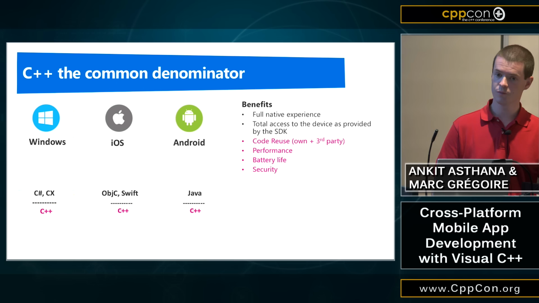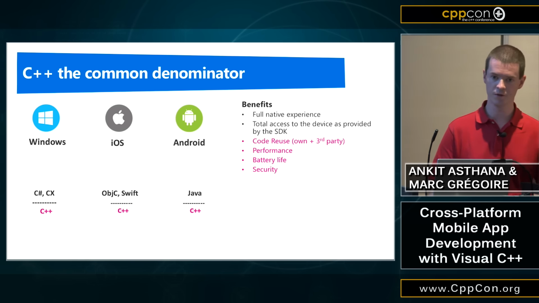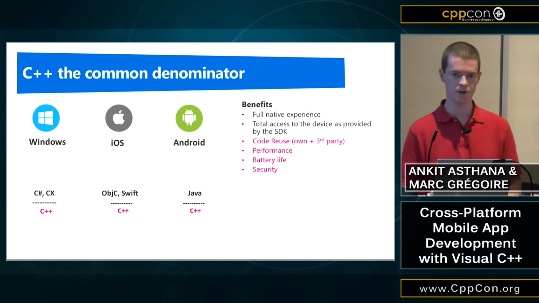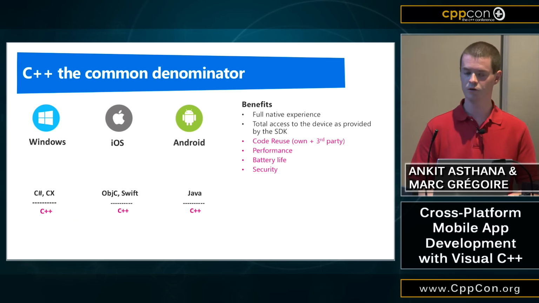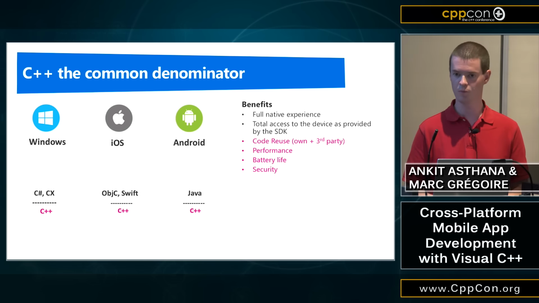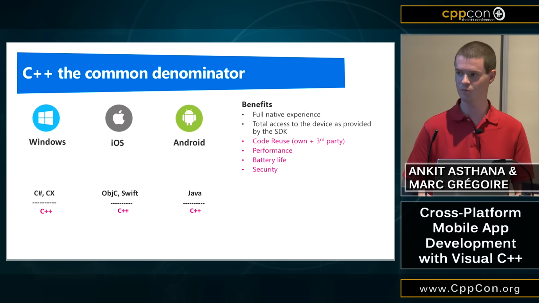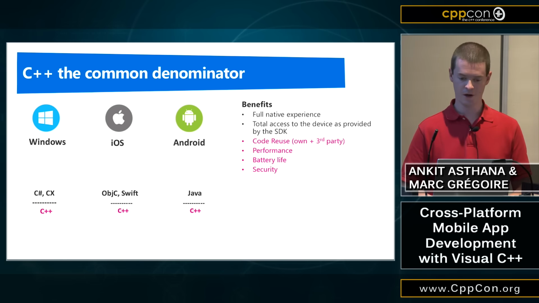Performance: C++, as everyone knows, runs natively on the hardware. There is no virtual machine in there like .NET or Java, so it runs faster. And this is also important for battery life. On mobile devices, the important factor is battery life. Everyone has to charge their smartphone probably every day, and we want to extend that.